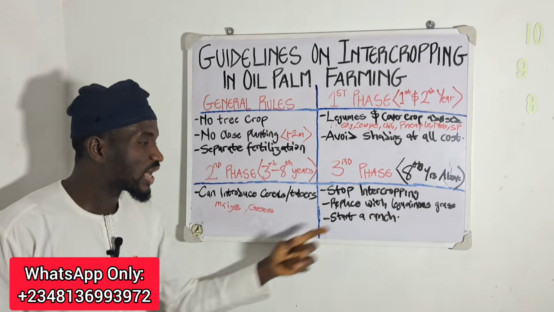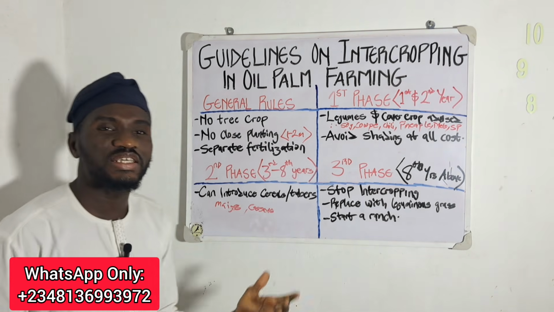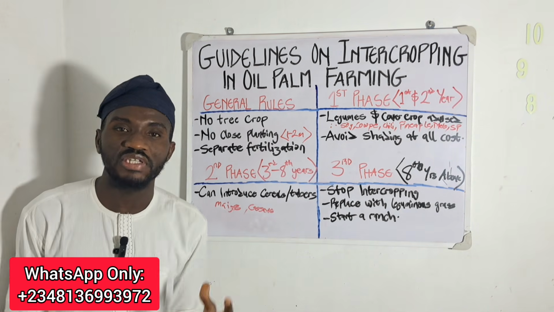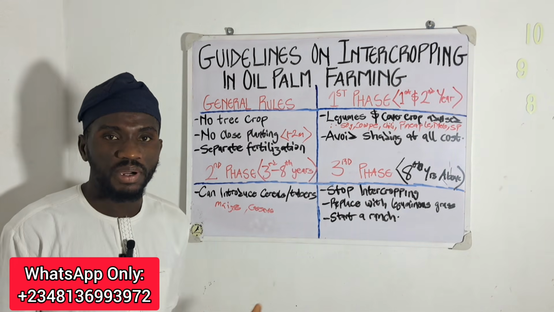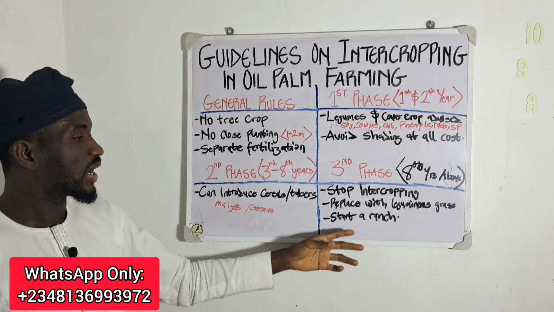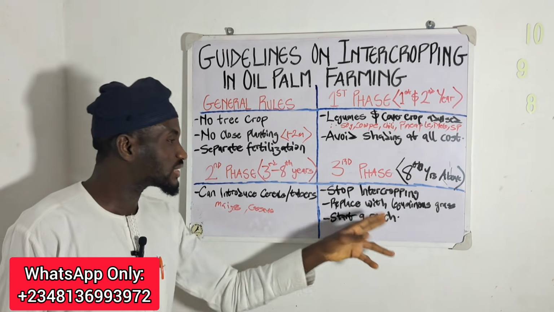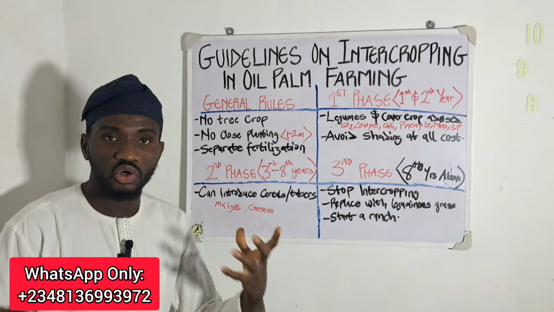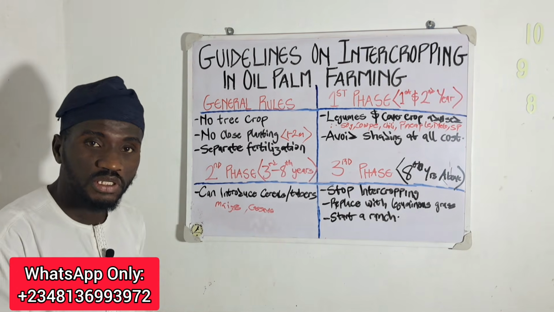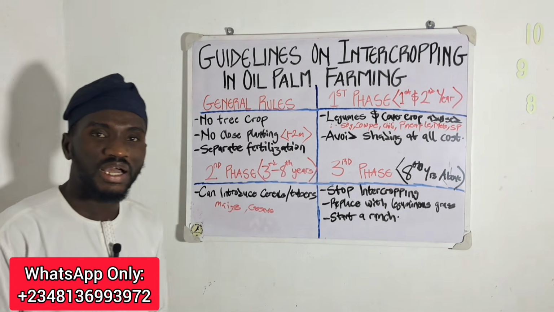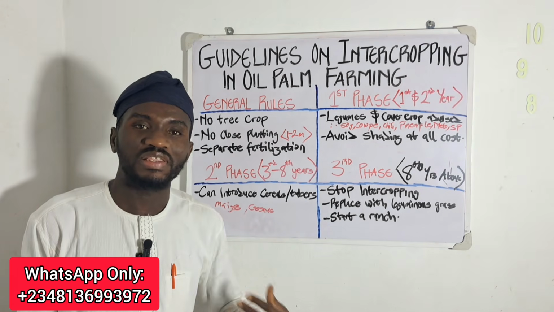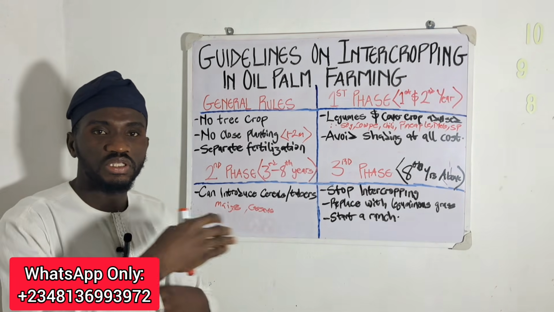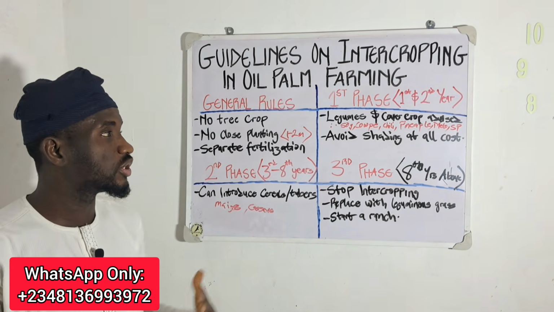The last thing you can also do is to start a small ranch on your own. It's one of the ways you can diversify your income as an oil palm farmer, by starting a ranch on your farm at this stage, because you can actually do some rotational grazing with your cows and they will feed on the weed under your trees and they will also fertilize the land for you by dropping their feces. So it's a kind of symbiotic relationship.